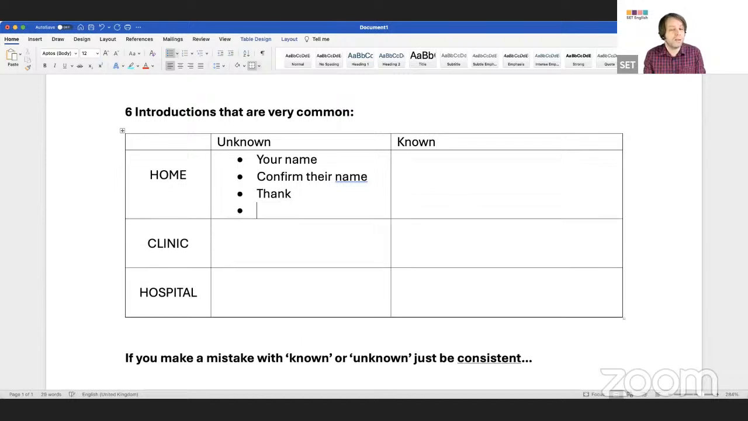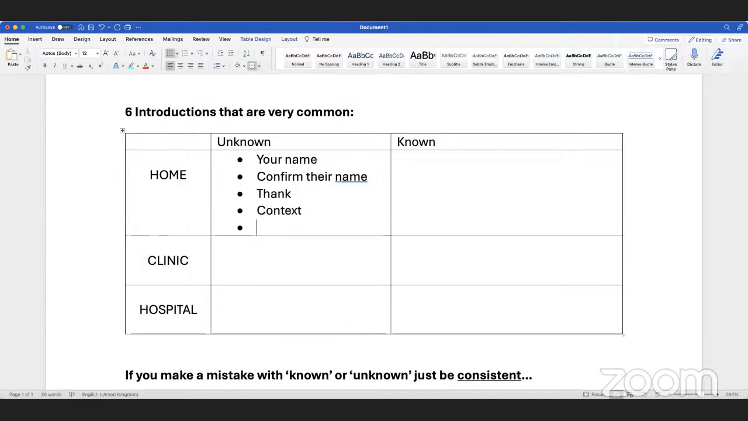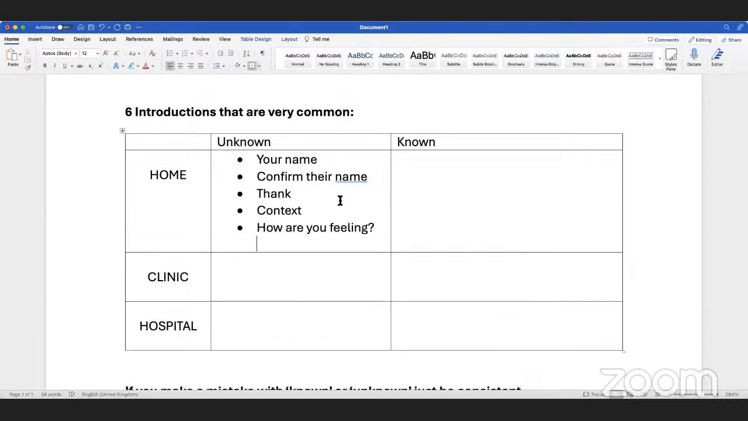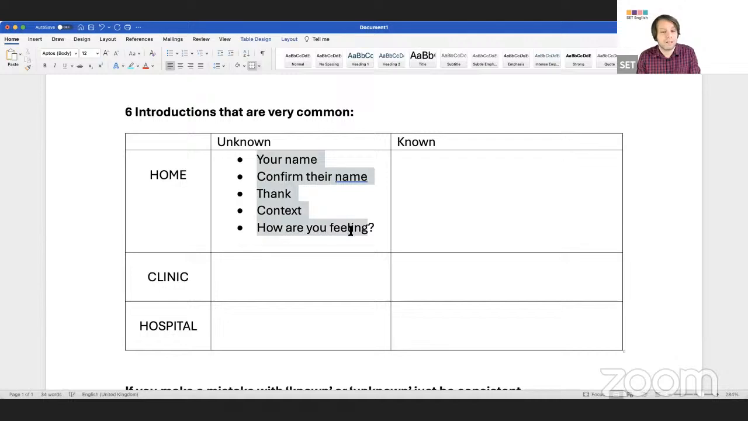In a home visit, what did we say on Monday? So your name, confirm the name, say thank you. What else? How are you feeling? There is a context. And then what else? Feeling. Like how are you feeling? Okay, so this is the basic thing that we do in a home visit when it's an unknown patient.